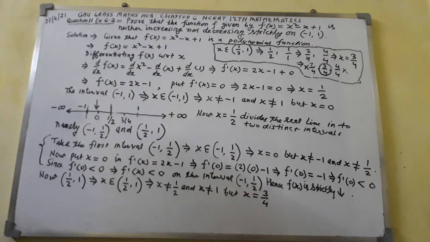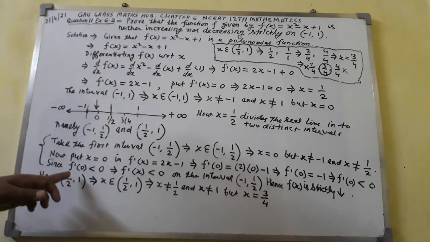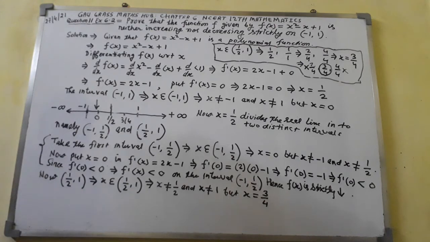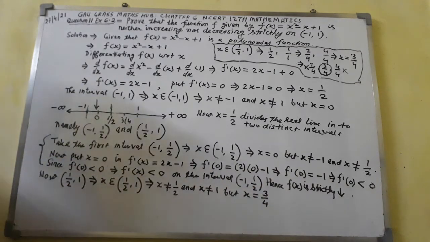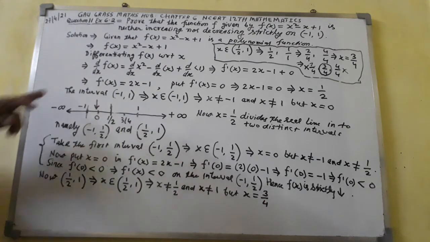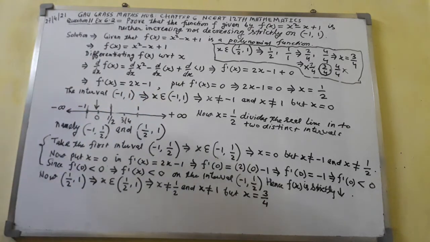So we shall look at the point x equal to 3 over 4. In this open interval 1 over 2 comma 1, what will the status of f of x be at x equal to 3 over 4? I shall put it in f dash x equal to 2x minus 1.